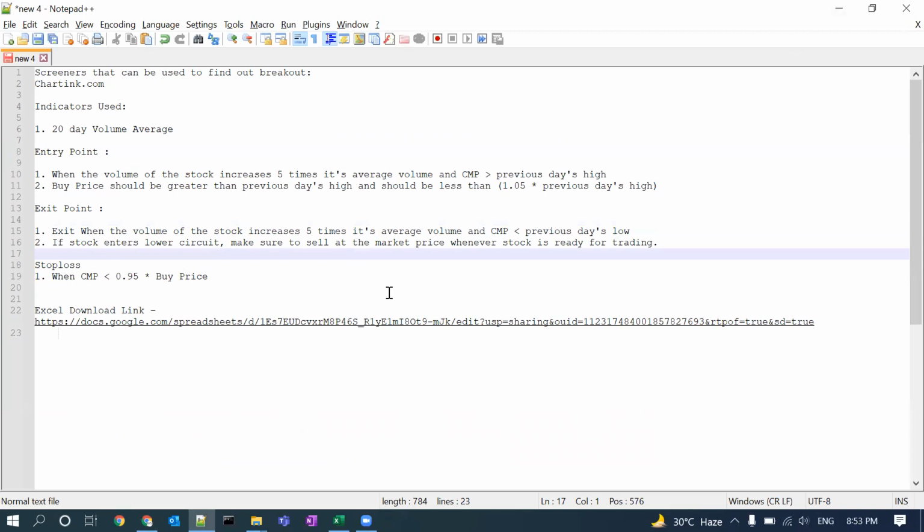Now, this strategy is very simple. Let me show you what's the entry point and exit point for this strategy. So we are going to buy a stock whenever the volume of the stock increases 5 times its average volume and the current market price is greater than the previous day's high. So this is the screener that we are going to use.